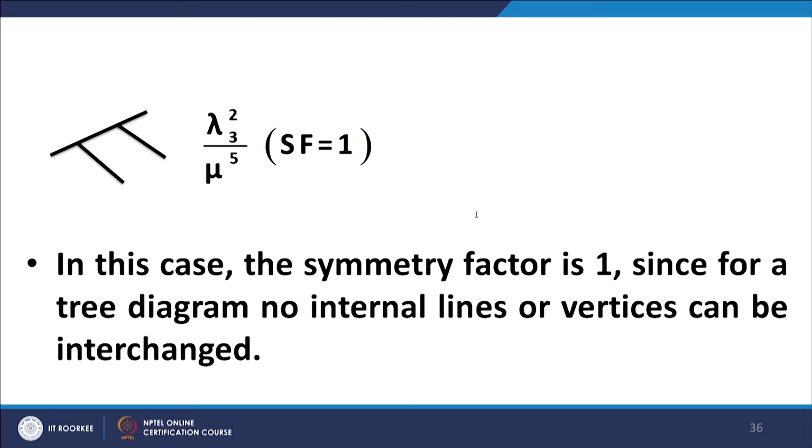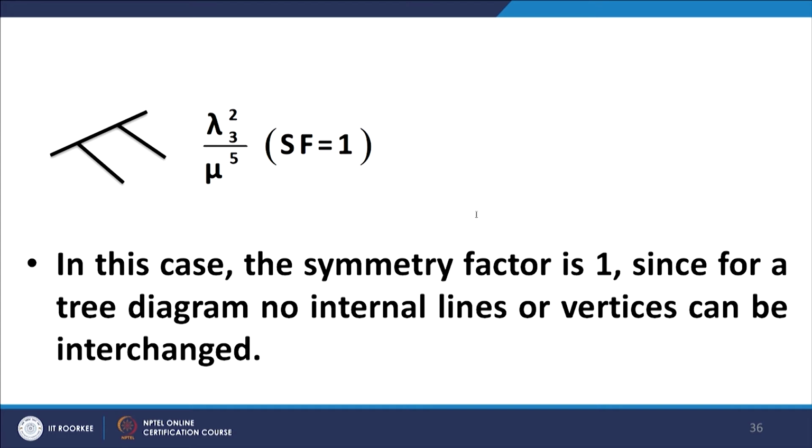So, this evaluates as 1 upon mu to the power 5. In addition, there are 2 3 vertices. Please note the vertices are 3 vertices. This is one 3 vertex and this one is the other 3 vertex. So, the 2 3 vertices evaluate at lambda 3 squared.